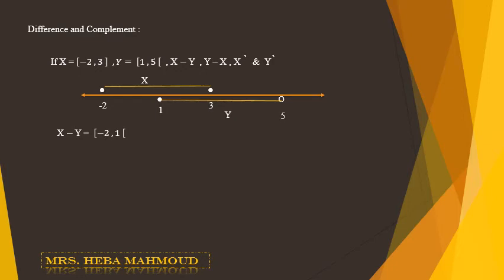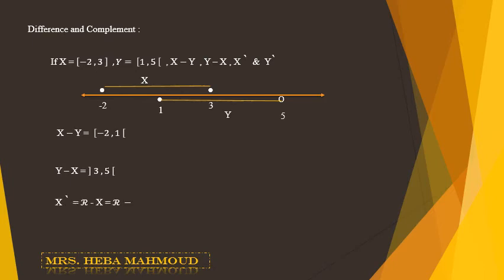Then, to find x difference y, it means all the numbers that are in x but not in y, so it will be from -2, closed on x, and 1 will be open because it is closed on y. So x difference y will be -2 till 1 open. Number 2, y difference x, the elements that are in y but not in x. So it will be from 3, but since 3 is a closed circle in x, we write it as open, the opposite, and 5 open.